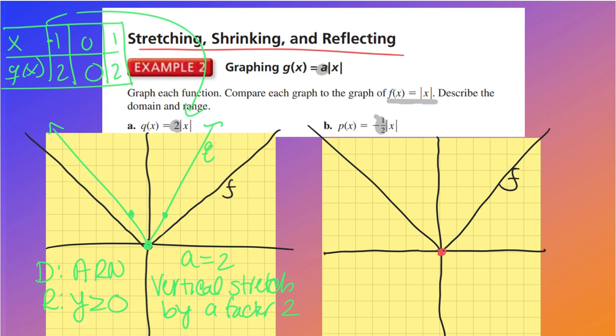So I'm just going to do the points of -1, 0, and 1. Same points as before. So the absolute value of -1 is 1, times -1/2 gives me -1/2. So I'm going to have -1, -1/2, and 0, 0, we already plugged it in, and 1 times -1/2 gives me -1/2. Let me do the point nicer.